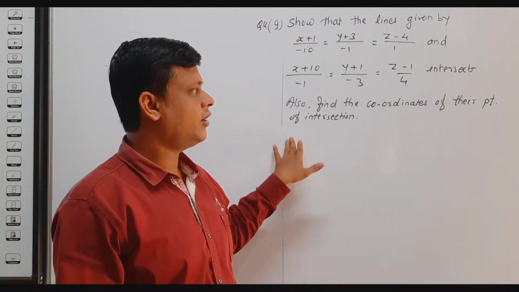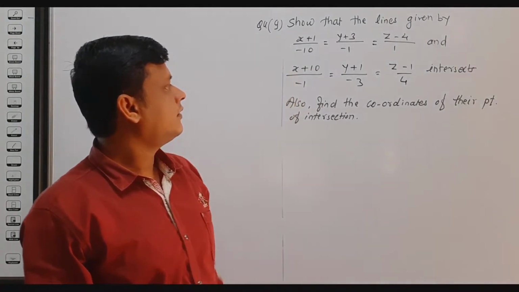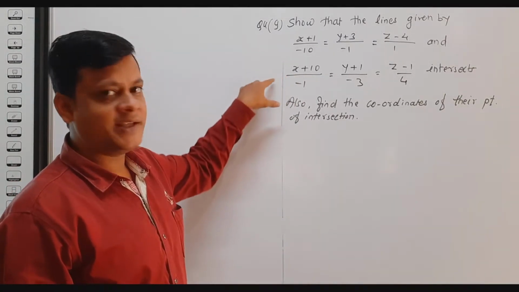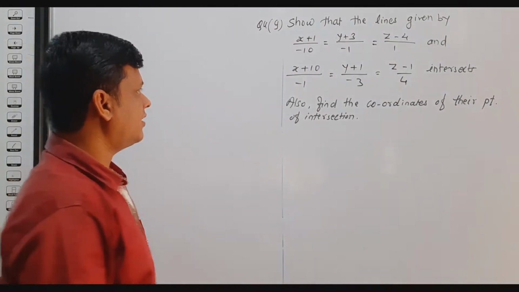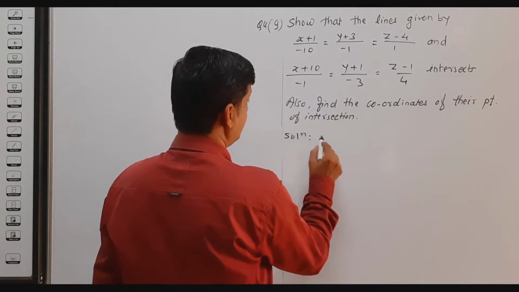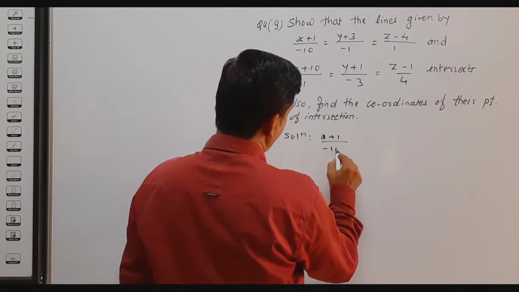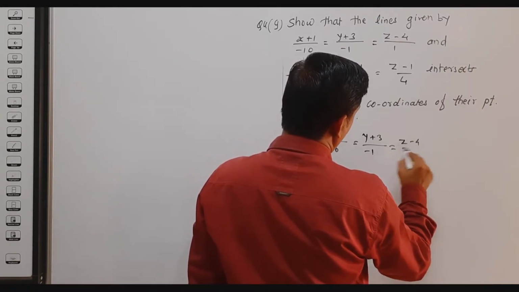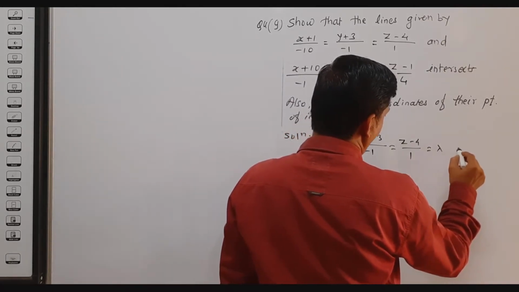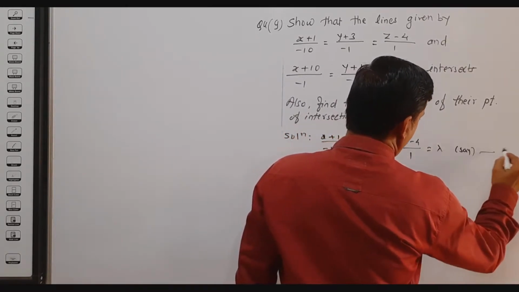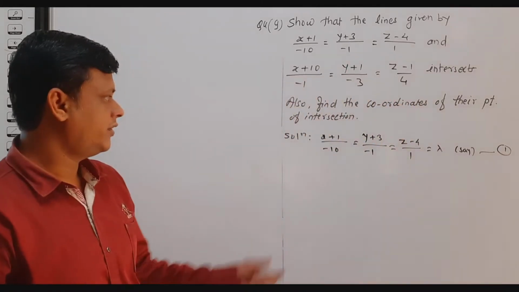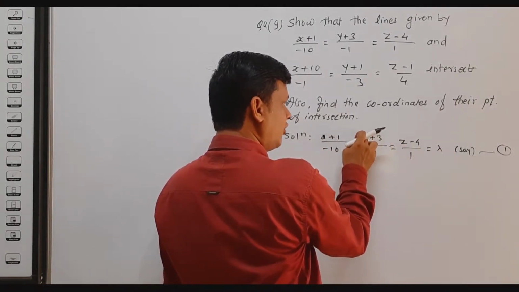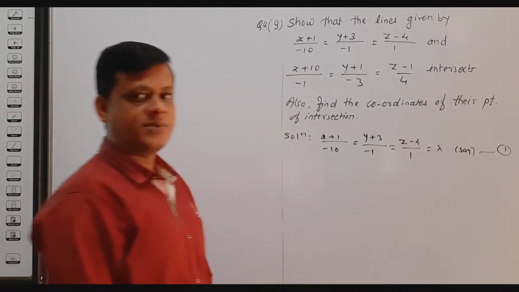We have to find the coordinates of the point of intersection. So first we show these two lines are intersecting. So we consider here (x plus 1) upon minus 10 is equal to (y plus 3) upon minus 1 is equal to (z minus 4) upon 1 is equal to lambda. We note this as equation number 1. From this we can calculate the value of x in terms of lambda, the value of y in terms of lambda and the value of z in terms of lambda.